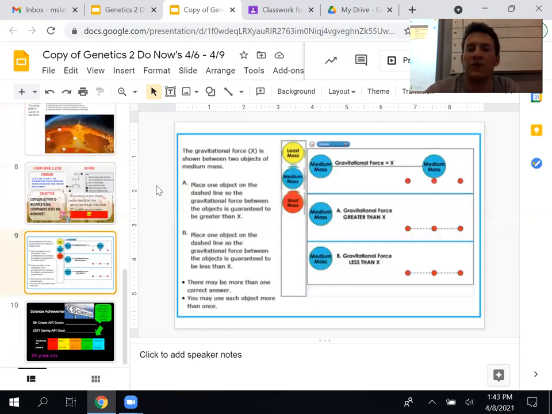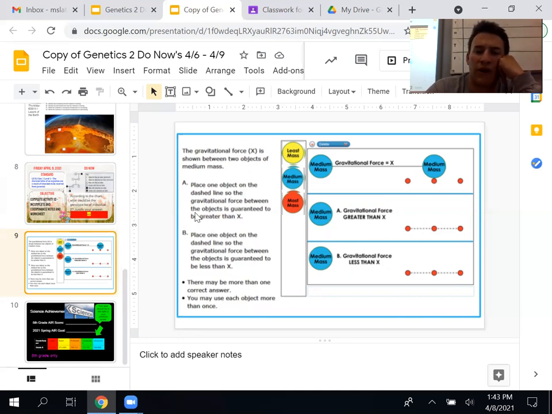And the last question we have here is how we can think of gravitational forces between two objects. This was when we talked about force in motion. It says, A, place one object on the dashed line so that the gravitational force between the objects is guaranteed to be greater than x. B says, place one object on the dashed line so that the gravitational force between the objects is guaranteed to be less than x. Okay, it says there may be more than one correct answer. You may use each object more than once. So let's place one object on this dashed line here.